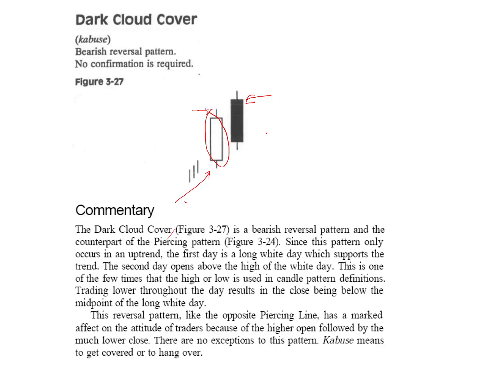Prices trade lower throughout the day, resulting in the close being below the midpoint of the long white day. Though the prices open at a higher point here, they kept going lower and closed somewhere below the midpoint of the previous day's white body. This reversal pattern, like the opposite piercing line, has a marked effect on the attitude of traders. Because of the higher open followed by the much lower close, there is no exception to this pattern.